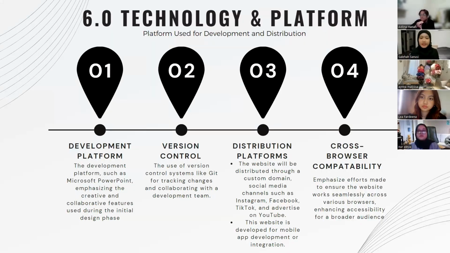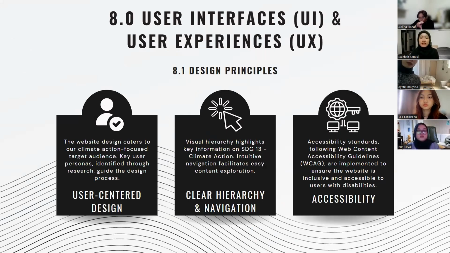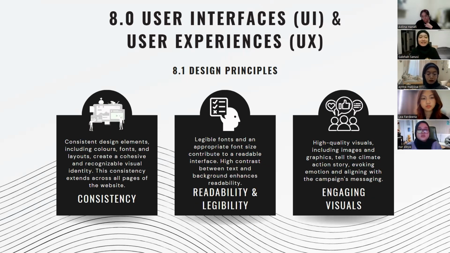I will talk about the user interface and user experience. This is the design principle of this project. The first one is user-centered design, as it caters to our climate action focused target audience. The second one is clear hierarchy and navigation by highlighting key information of SDG 13. The third one is accessibility, following the Web Content Accessibility Guidelines. The fourth design principle is consistency of design elements in the project. The fifth one is readability and legibility, with font, font size, and font colors contributing to a readable interface. The last one is engaging visuals. High quality visuals, including images, can evoke emotion and align with the campaign message.